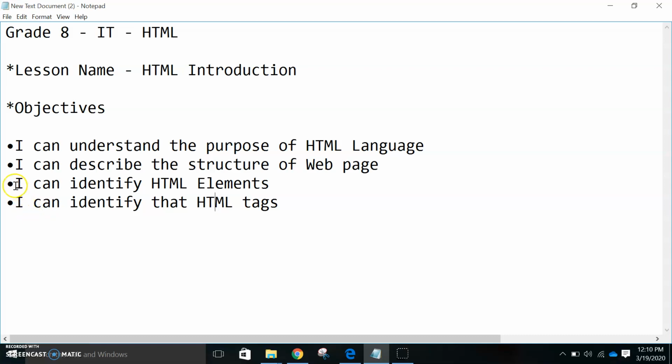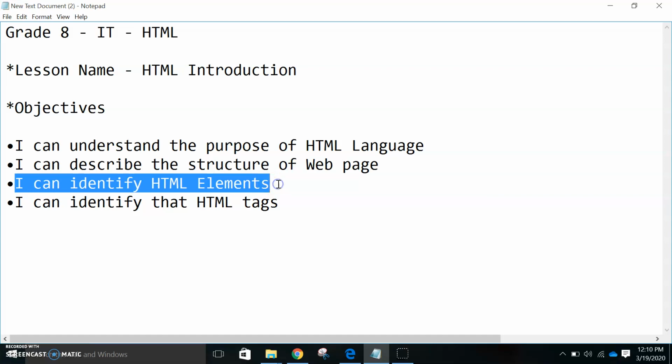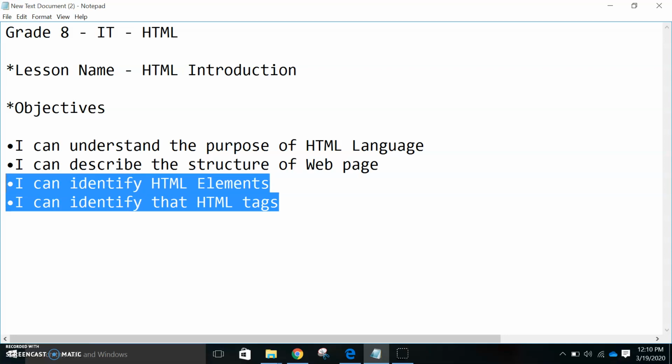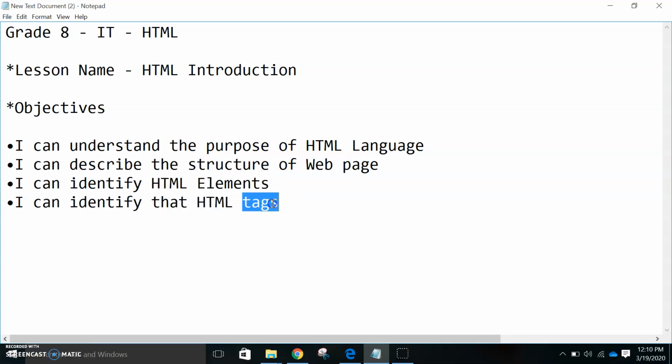The third objective is to identify. I can identify HTML elements. I can identify HTML tags. There are 2 things called elements and tags. Let me tell you what these are.